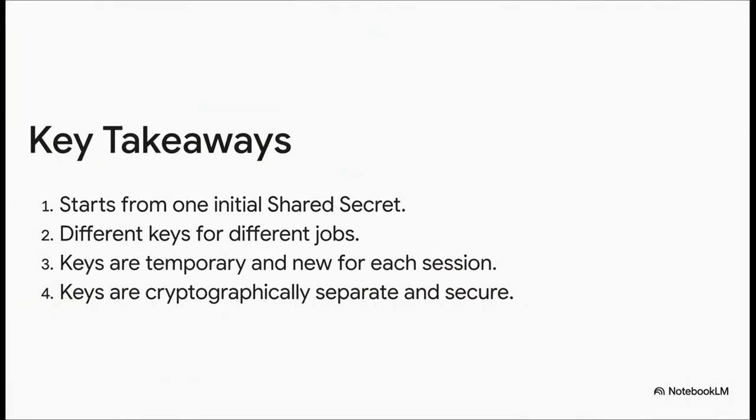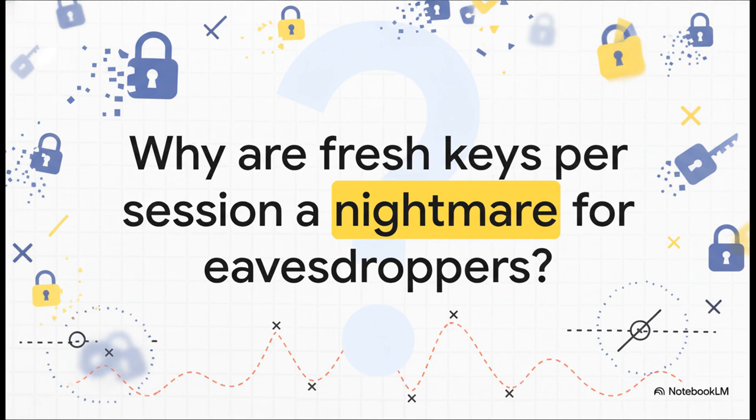So if you're studying for an exam, here are the key takeaways you need to nail down. First, the entire process starts from a single initial shared secret. Second, there's a separation of jobs. Different keys are made for different tasks. Third, and this is critical, the keys are temporary. They're created fresh for every single session. And finally, because of how this system is designed, all the keys are cryptographically separate. That means if an attacker somehow managed to steal one key, they couldn't use it to figure out any of the others.